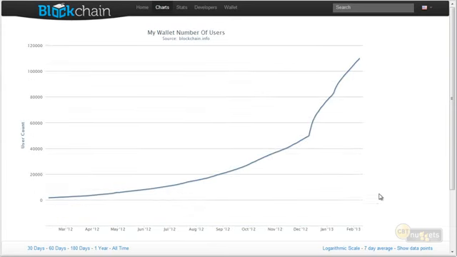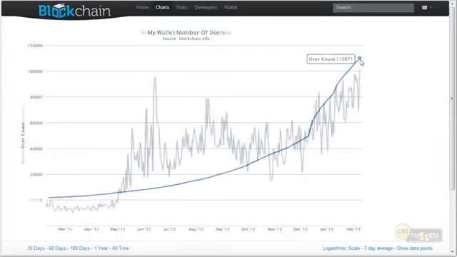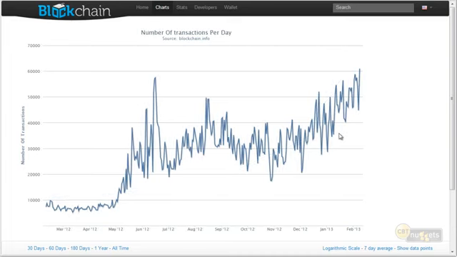Another interesting chart is the number of My Wallet users. These are the wallet customers at blockchain.info, and it's steadily going up. So that would also account for the fact that more people are using Bitcoin, purchasing Bitcoin with their fiat currency, and either holding on to it or transacting with that Bitcoin. We could also compare that against this, the number of transactions per day with Bitcoin.